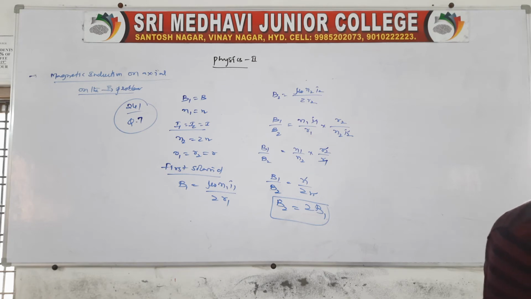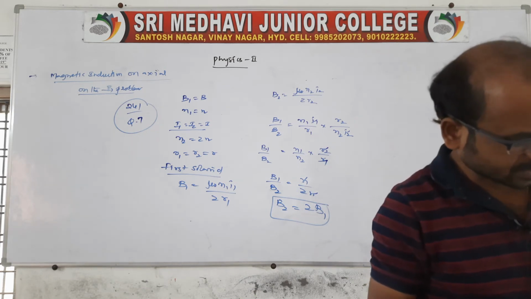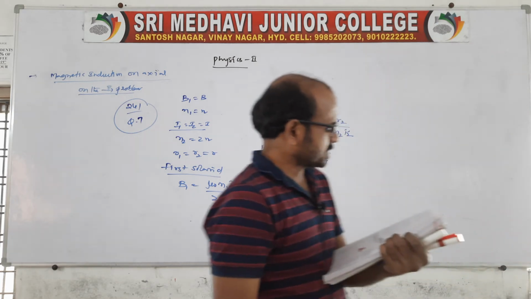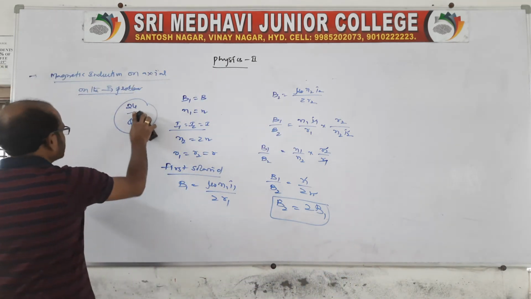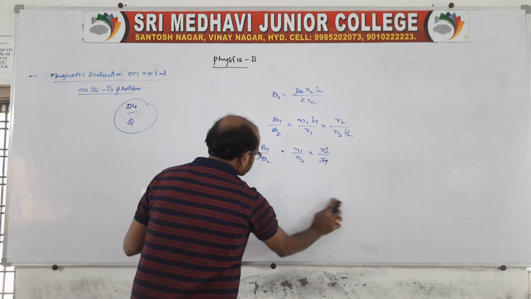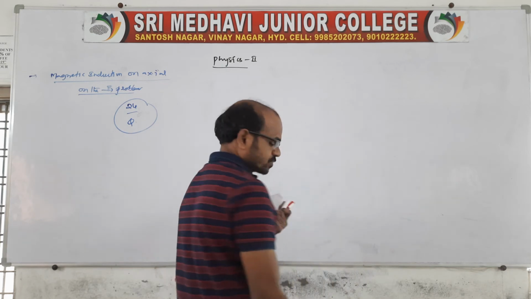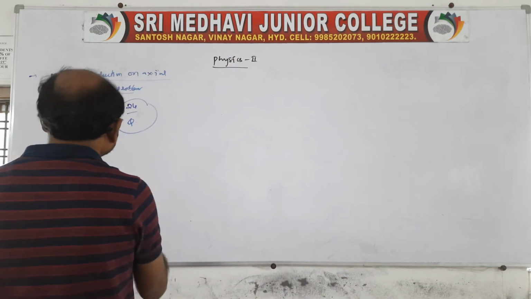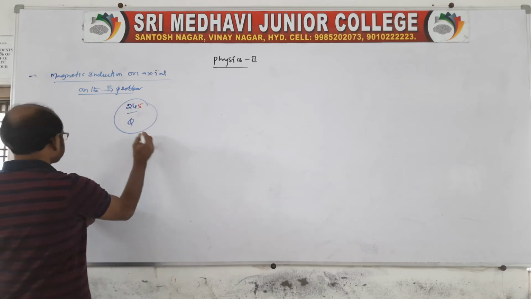Like in the problems also given from the same chapter, from the same questions, which are related to moving charge and magnetism only. Problems, page number 245, question number 1. See, these are all related to moving charge and magnetism. These questions are given in this chapter. That's what we need to do. Page number 245, question number 1.